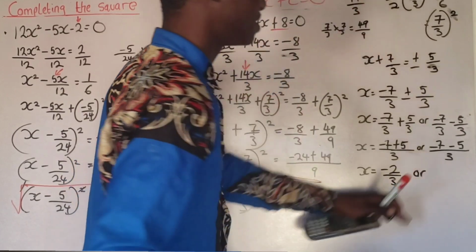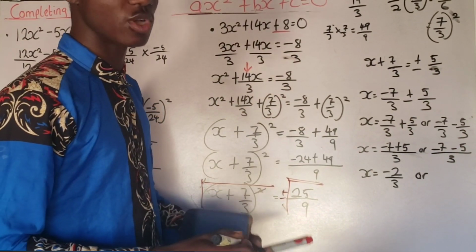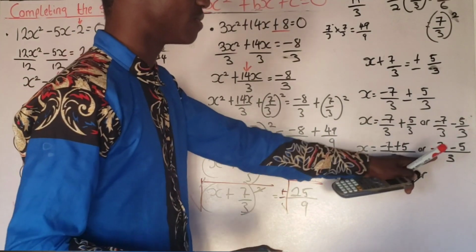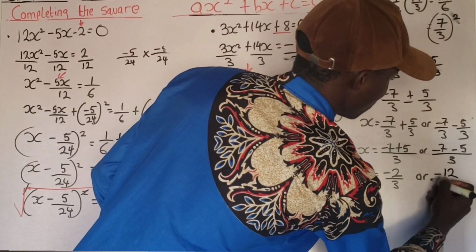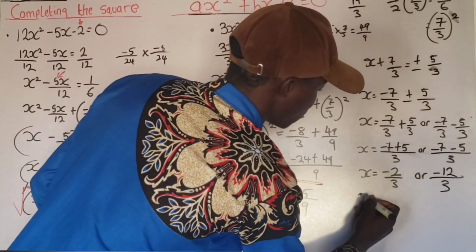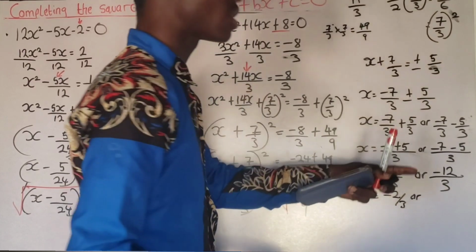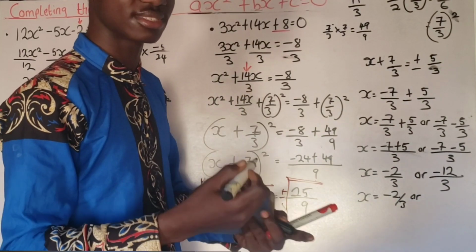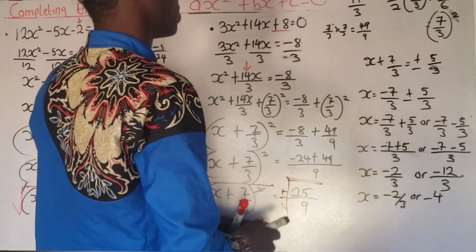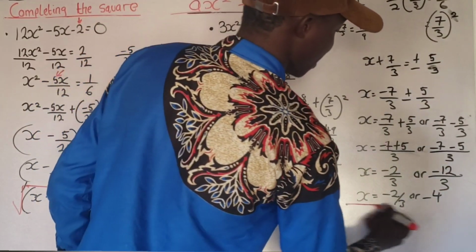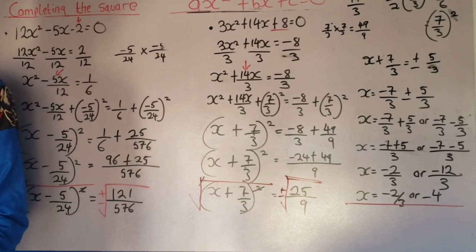And for the other side, negative 7, negative 5. What is the answer? The answer is negative 12. So I'm going to have negative 12 all over 3. You understand? So x equals to negative 2 all over 3, or now negative 12 all over 3 can be reduced. That is what? Negative 4. Okay? So I'm going to have negative 4. The solution to the quadratic equation is x equals to negative 2 over 3 or negative 4. That is the final answer.